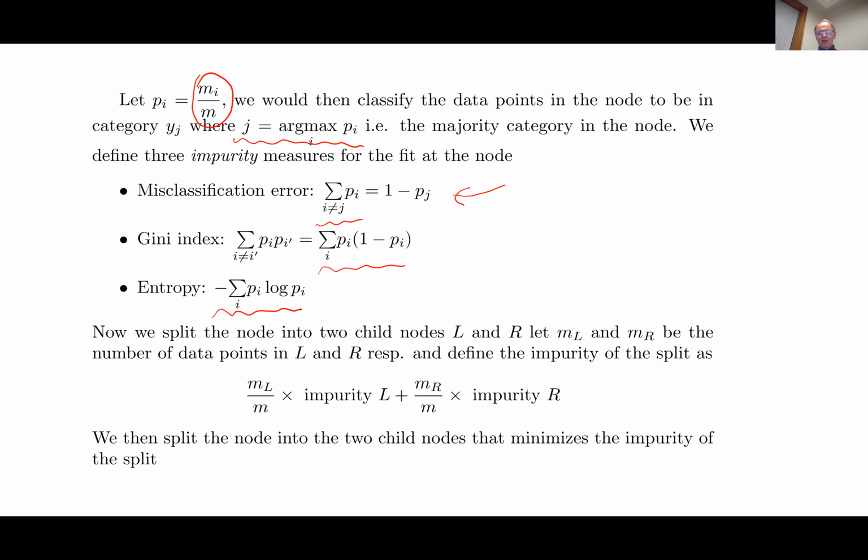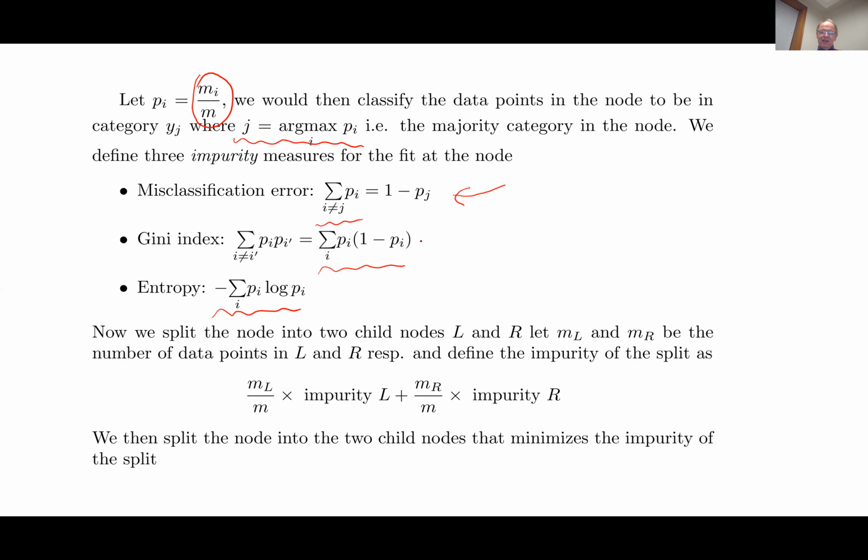Of course, we would like to sort it out into where all the data points belong to one category, right? So we're going to sort them into categories. So we can use these indices to decide how we're going to split a node. So if we have a node that's not pure, in the sense that the Gini index or the entropy are not 0, then we're going to try to split this node into 2 nodes, and we're going to do it in such a way that we minimize the impurity index.